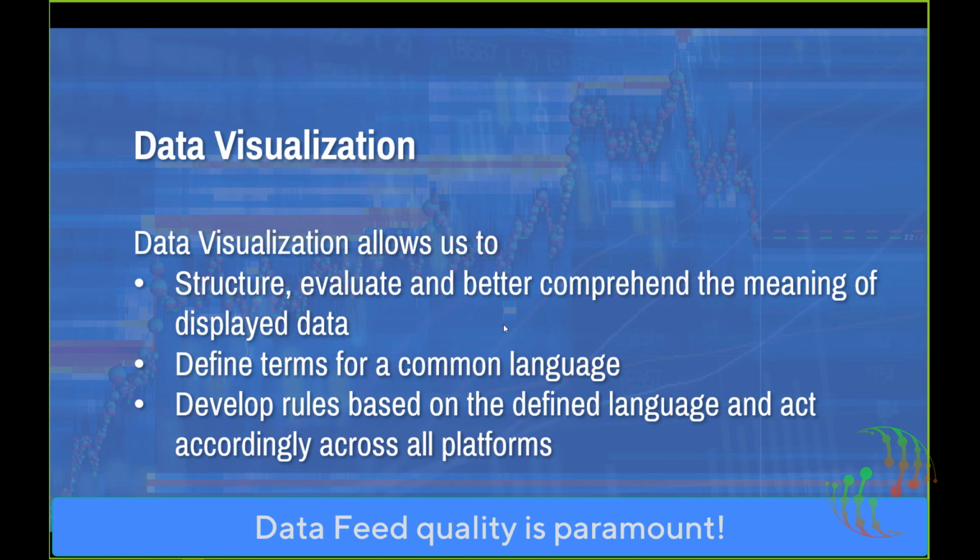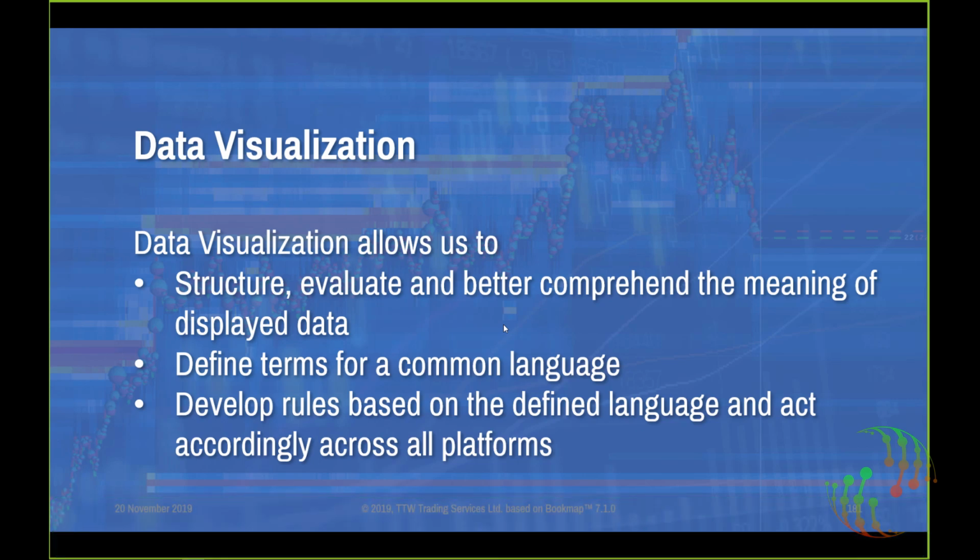So data visualization allows us to structure, evaluate, and better comprehend the meaning of displayed data, define terms for a common language, develop rules based on the defined language, and act accordingly across all platforms. So what we are talking about here: I'm using the ES Mini, but you can use the same rules. You can make variations of these rules up to your trading style as you want.